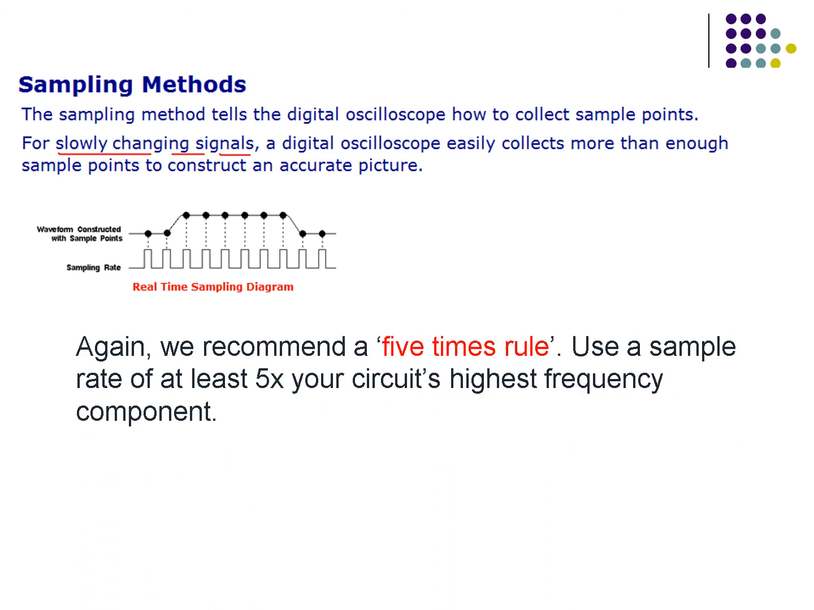And here also the thumb rule of 5 times is applicable. Use a sample rate of at least 5 times your circuit's highest frequency. And generally 10 giga samples per second or 5 giga samples per second is common in digital oscilloscopes.